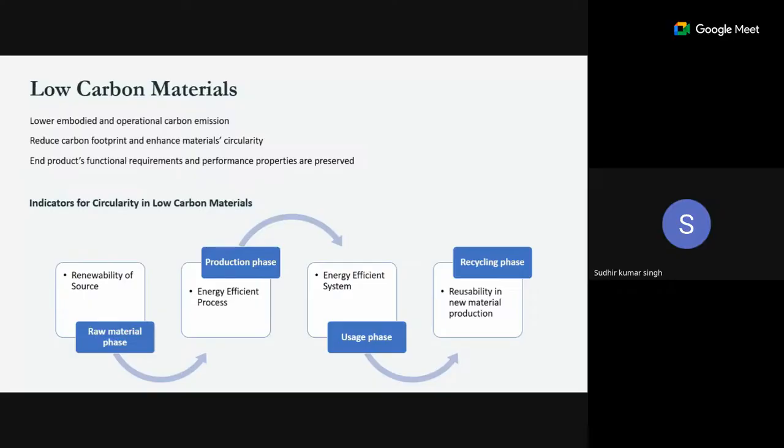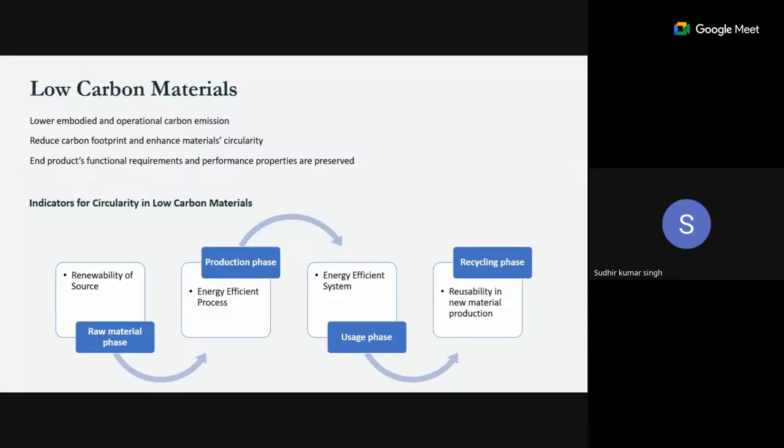These indicators are broadly discussed by us in 2-3 days. But I just go through that if I am choosing a raw material, I must go for renewability of the source. If I am going into the production phase, I must go for an energy efficient process if it is possible. For example, I come from in situ conventional concrete, I have upgraded to ready mix concrete, which is reducing the wastage over the site.